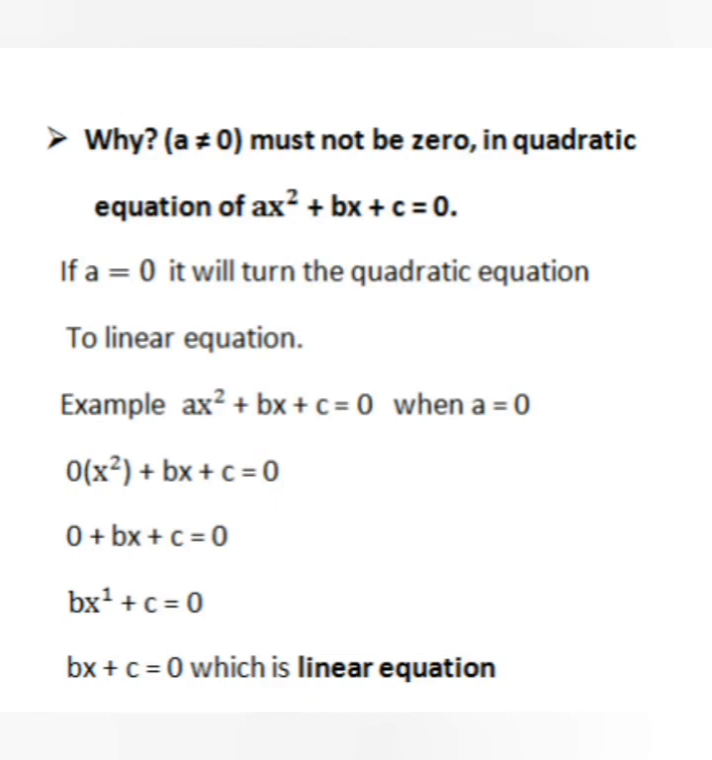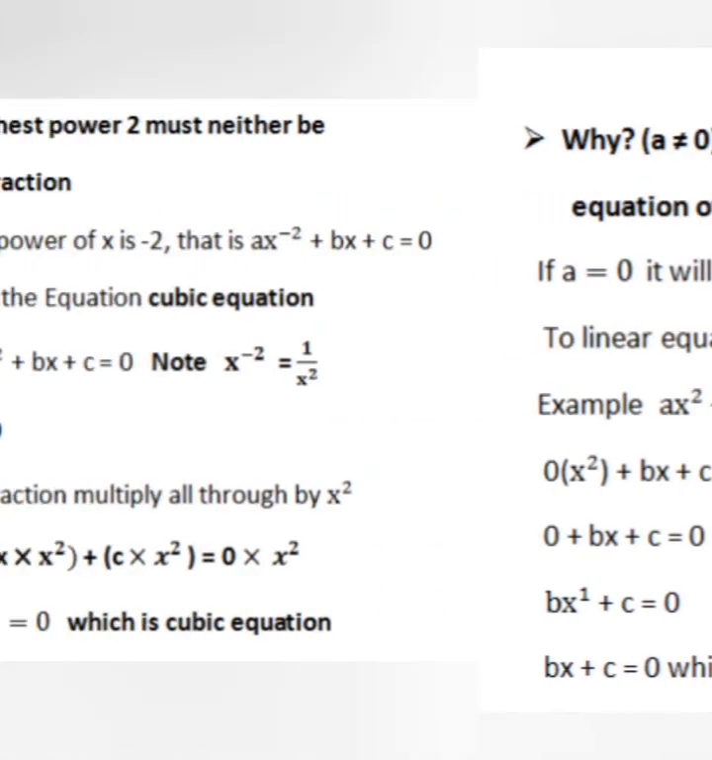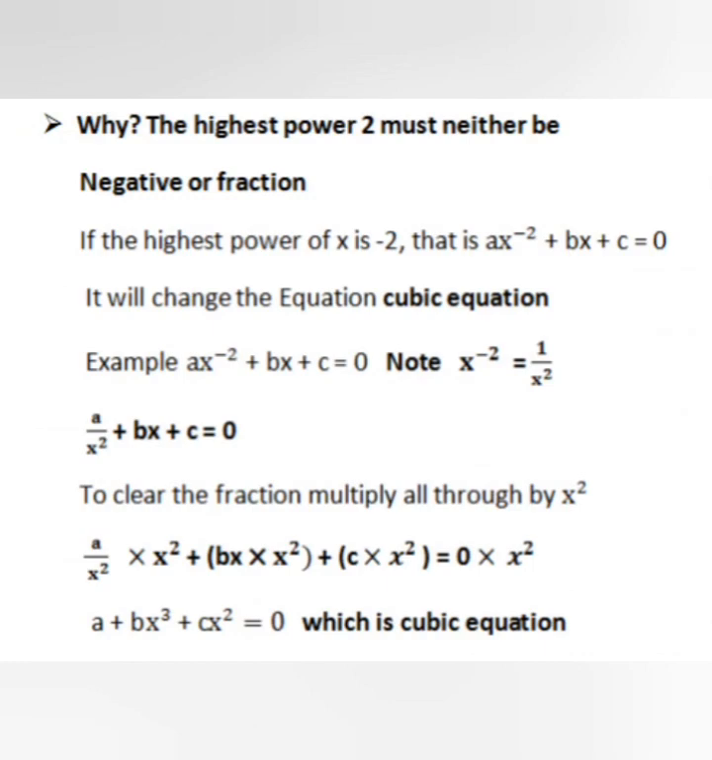Then we move to another why. Why the highest power 2 must neither be negative nor a fraction. It will never be negative or a fraction. If the highest power of x is minus 2, that is ax raised to power minus 2 plus bx plus c equals 0, it will change the equation to a cubic equation.